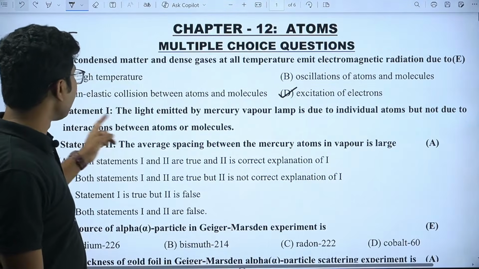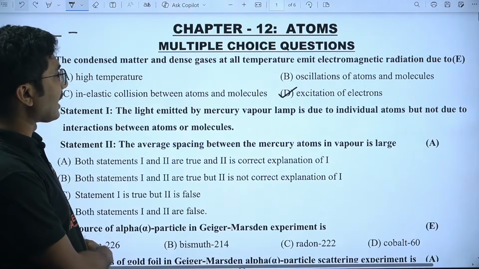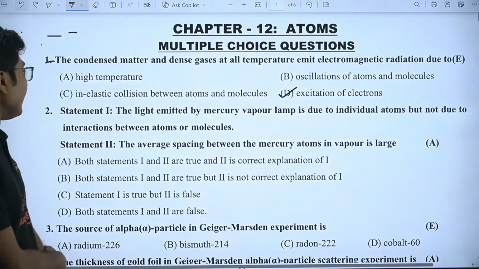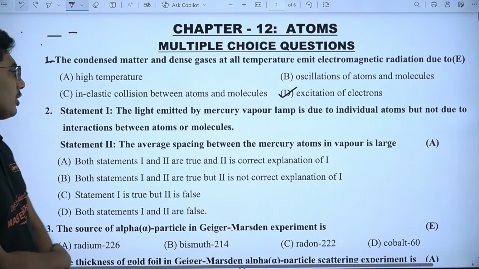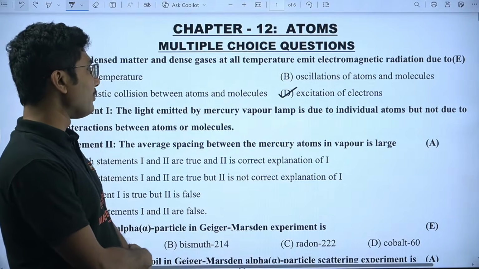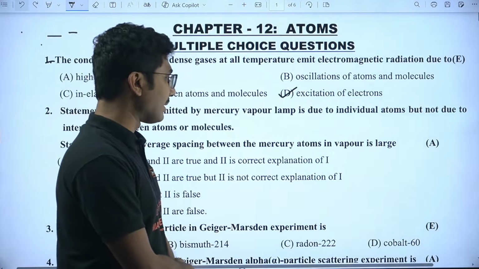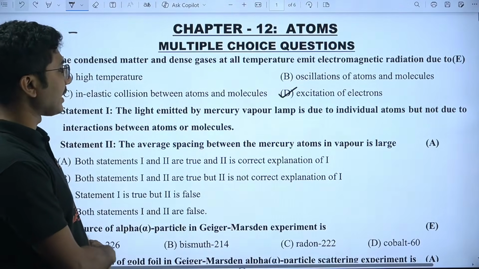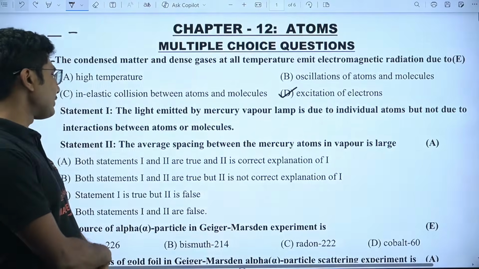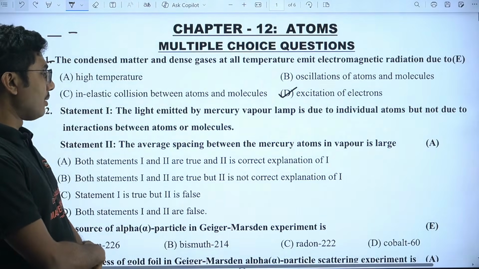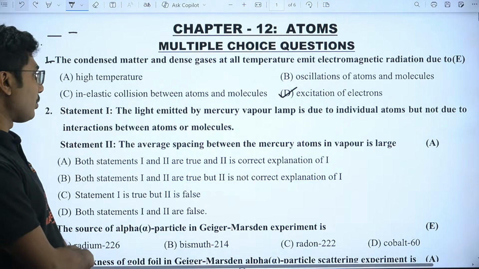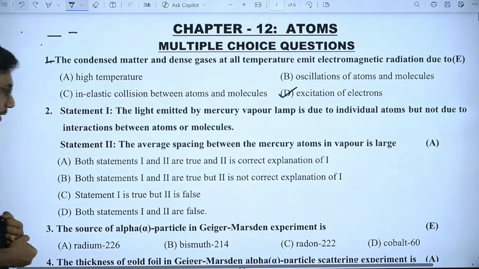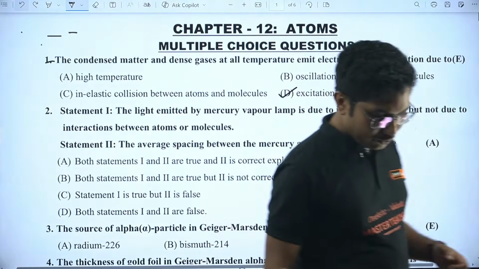Statement: the light emitted by mercury vapor lamp is due to individual atoms but not due to interaction between atoms or molecules. The average spacing between the mercury atoms in vapor is large. Options: both statements 1 and 2 are true, and 2 is the correct explanation of 1; both statements 1 and 2 are true, but 2 is not the correct explanation of 1; statement 1 is true, statement 2 is false; both statements are false. Let's see who can answer question number 2.